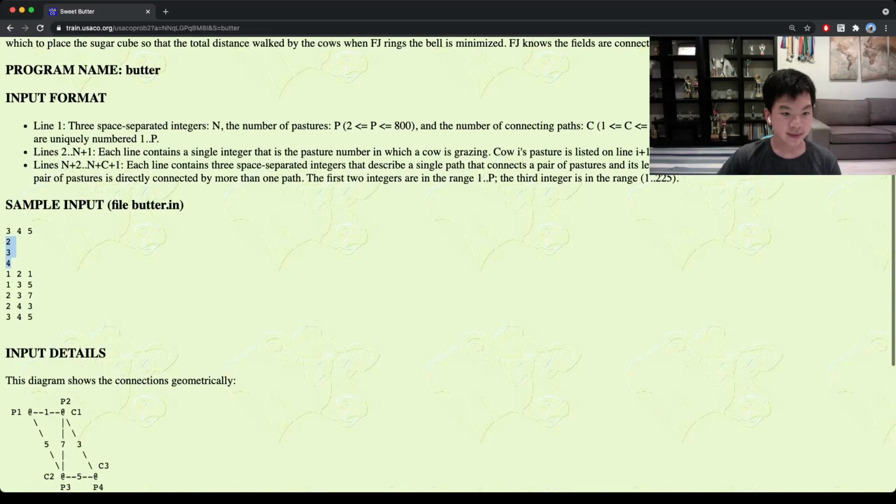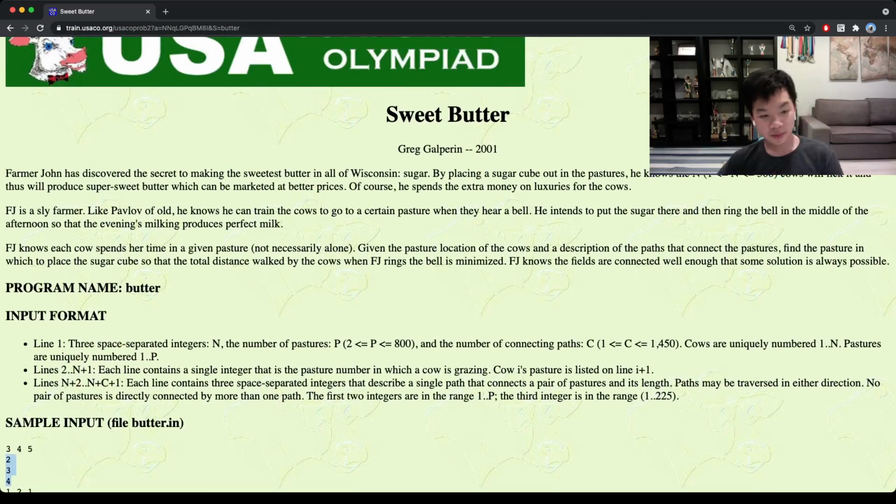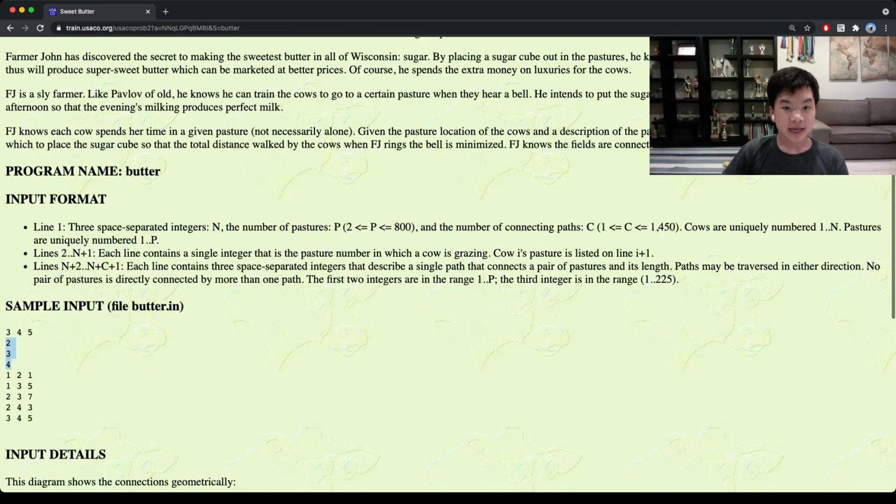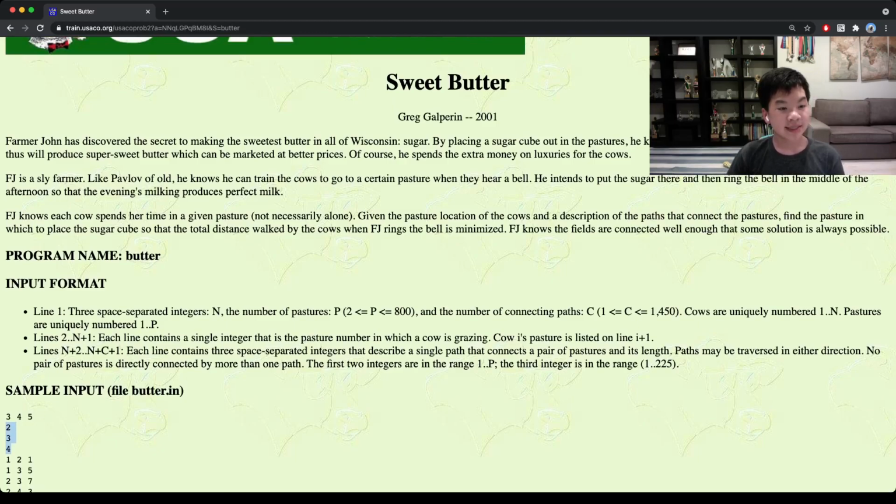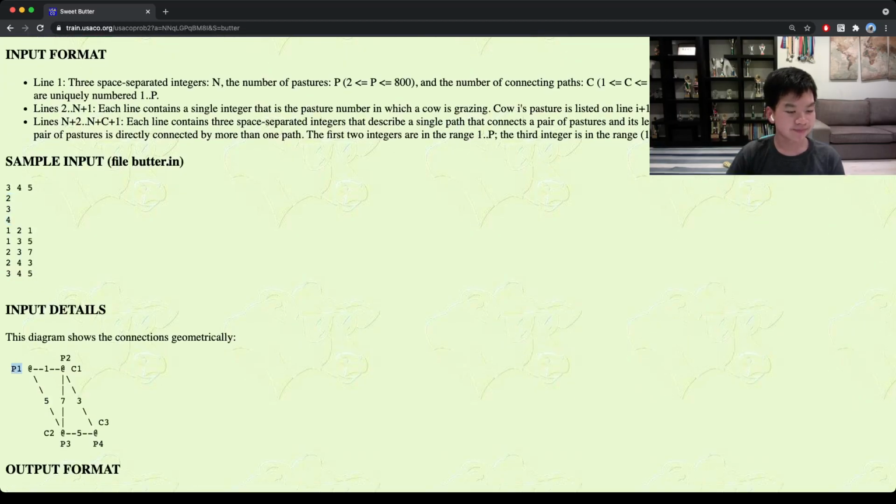As you can see here, we're given the positions where the cows are located in the pastures. Let's describe more of the problem. Say Farmer John places the sugar cube at pasture 1. The first cow, at pasture 2, would walk 1 unit of distance. The second cow, at pasture 3, would walk a total of 5 units. The third cow, at pasture 4, would walk 3 plus 1, which is 4 units. Summing this up, you get a total of 10 units of distance, which really isn't the optimal answer.